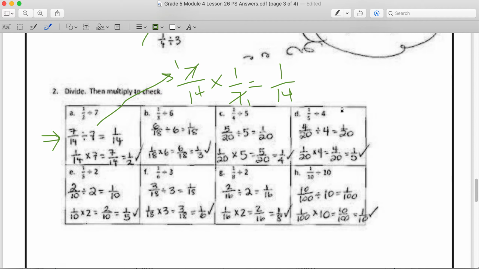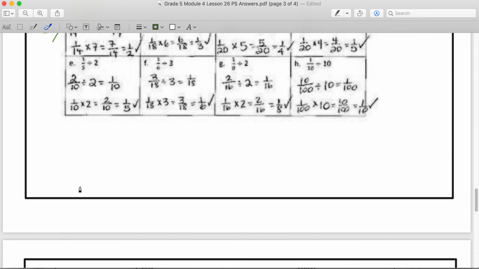Okay? If you don't like it that way, you can do it exactly the way that we did it before. Okay? So 1/2 divided by 7 is the same thing as 1/2 times 1/7. And you see that that's the same thing. So that is 1/14. Okay? All right, and that's true for all of these. Okay? I'm not going to go through and do them. You already have the answers there.